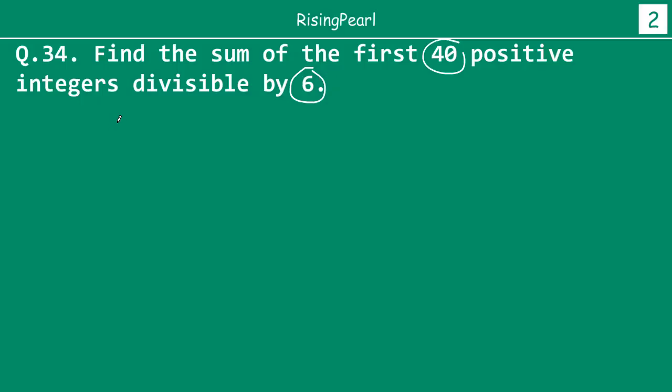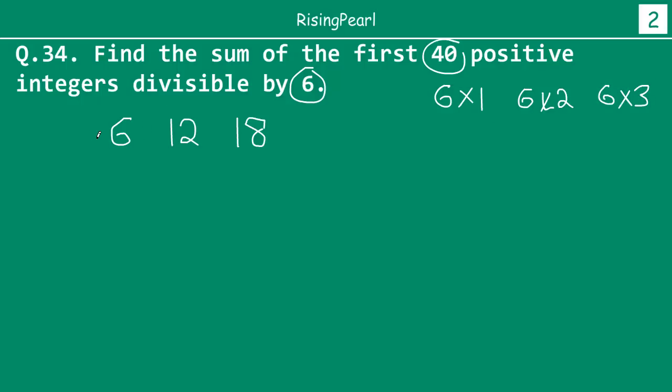The first positive number which is divisible by 6 is, well, 6, right? The next one is 12. Then we have 18, right? So how do we get these numbers? It is simply 6 times 1, 6 times 2. This is how we are getting these numbers, right? So it kind of goes on like this.